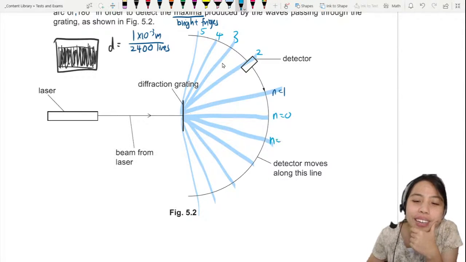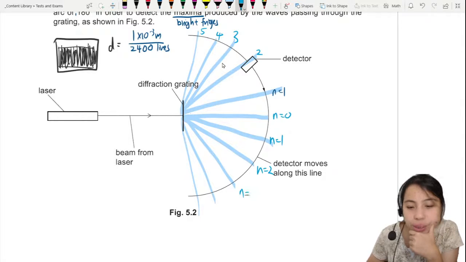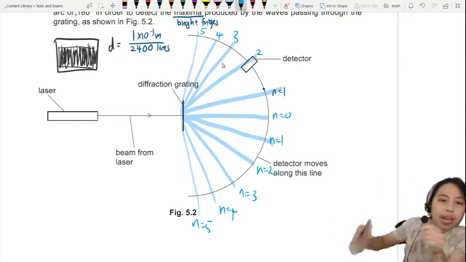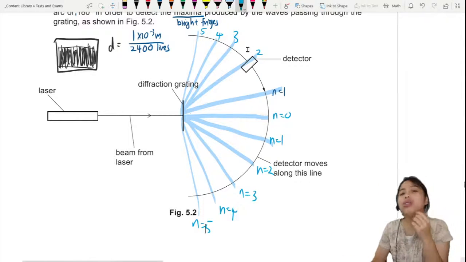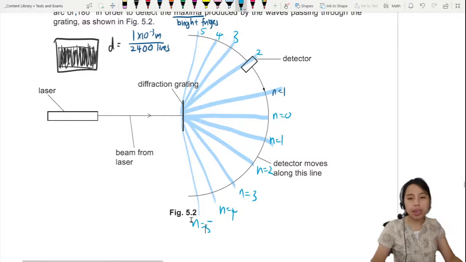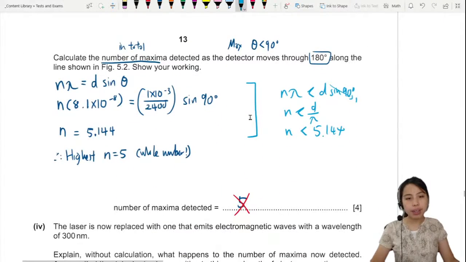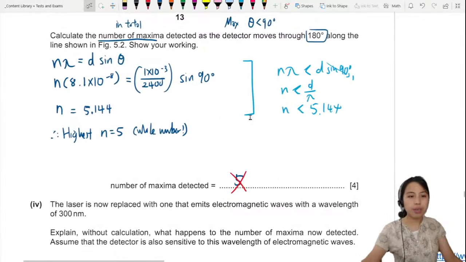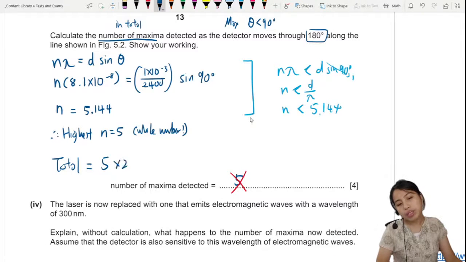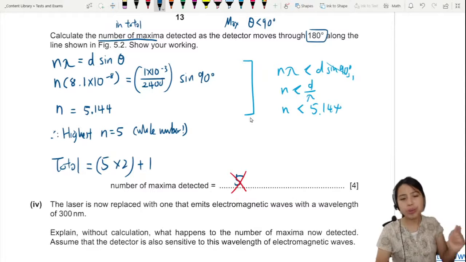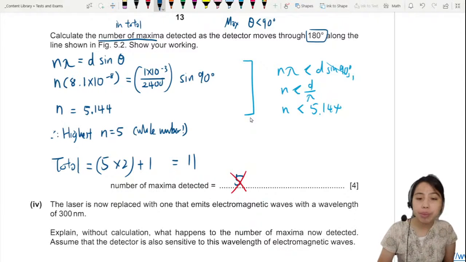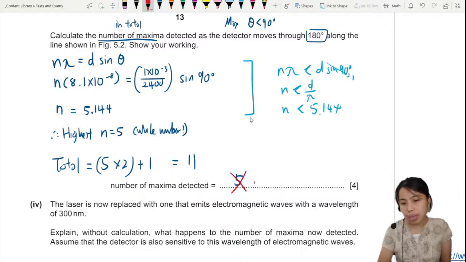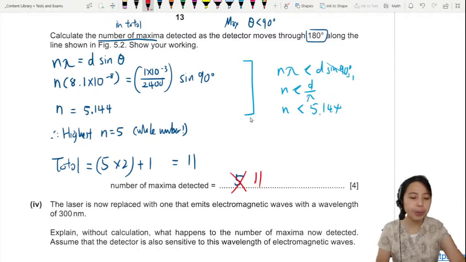So here is N equals 1, N equals 2, N equals 3, N equals 4, N equals 5. How many in total? You go and count all the lines. So it should be 11 in total. 5 on each side. Don't forget the middle one as well. So let's write it down. In total, you got 5 on each side, and don't forget the middle n equals 0. So this total is 11 maxima that you will see by the detector. So 11. This one's tricky.